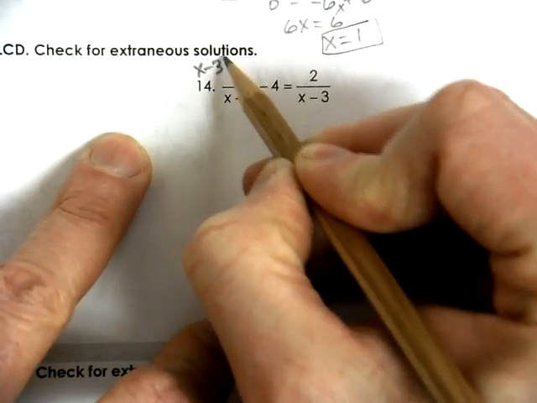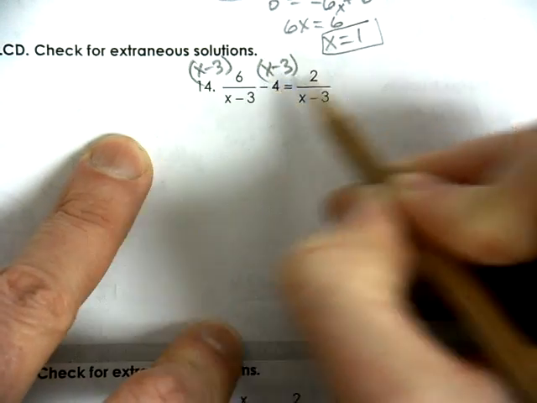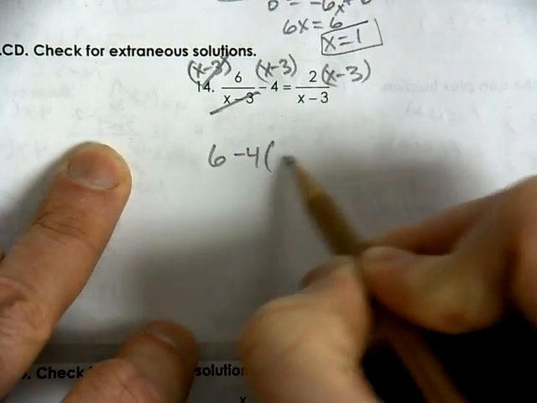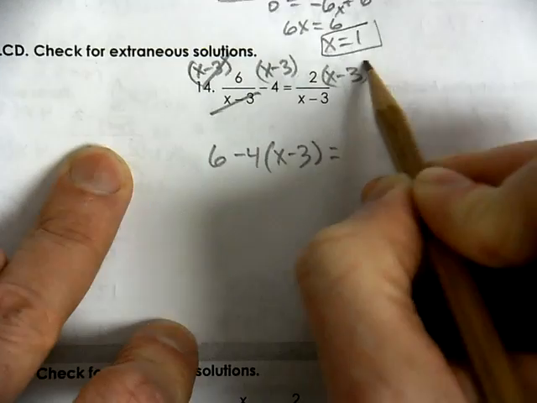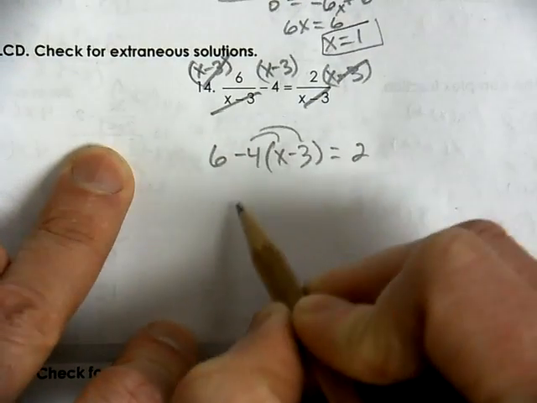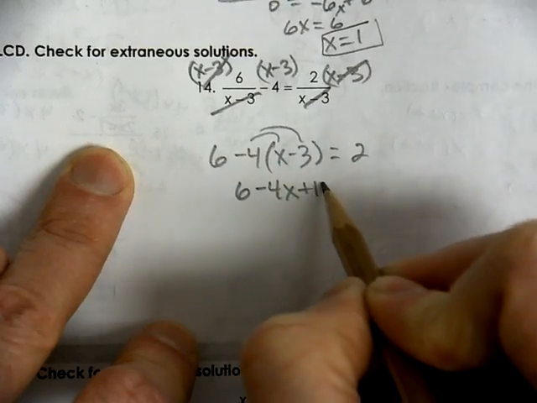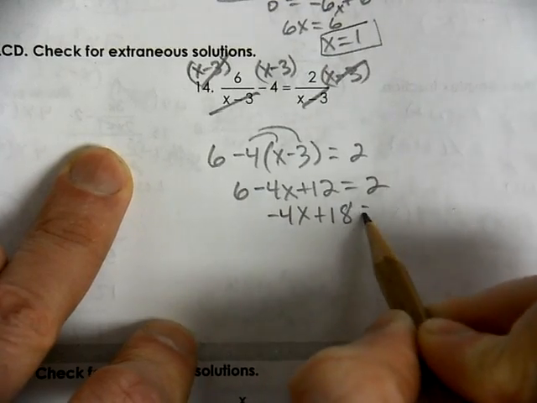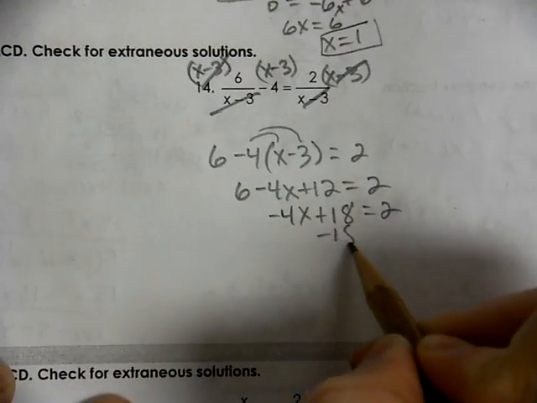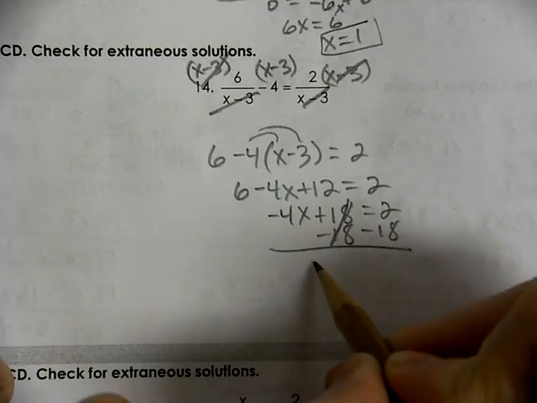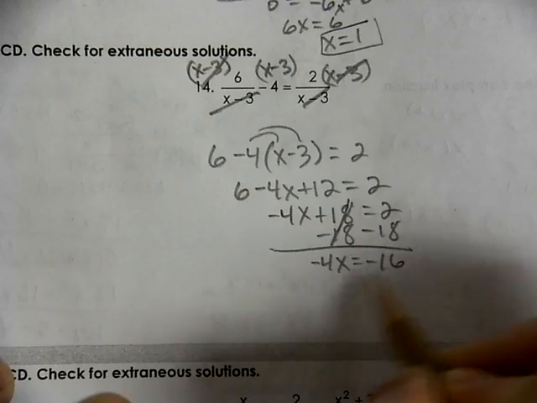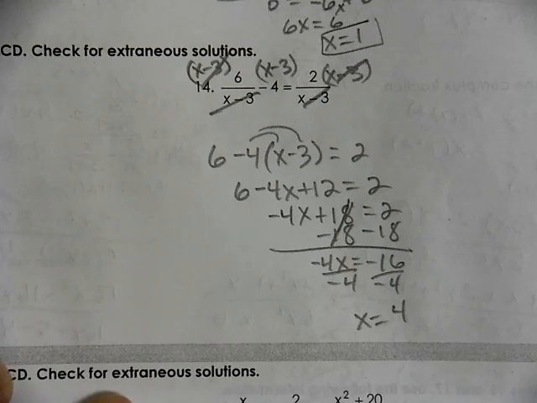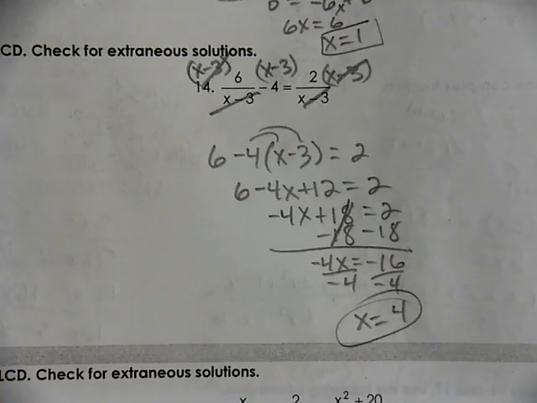Here you can multiply each term by the denominator. 4 does not make the denominator 0, so we're okay.